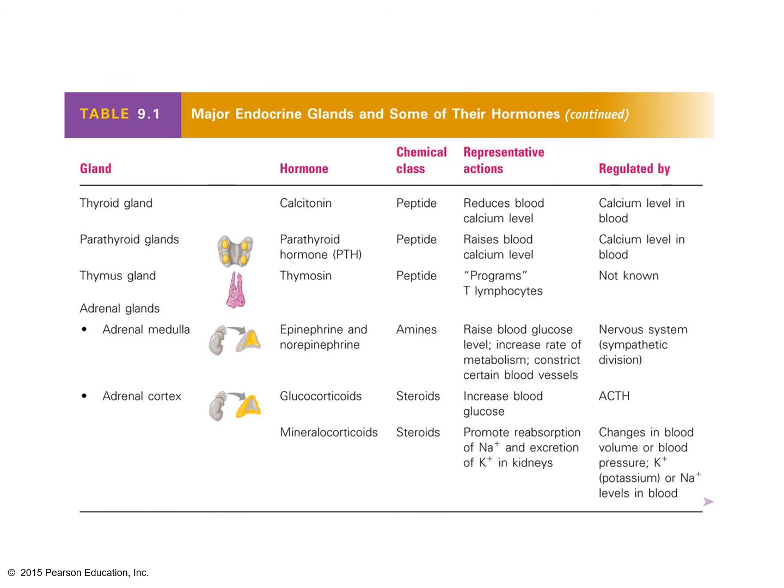The adrenal cortex releases a multitude of hormones. First off being glucocorticoids. A common one of this is known as cortisol, a stress hormone that deals with the increase of blood glucose. It increases your blood glucose when released. Mineralocorticoids, an example would be aldosterone, are going to promote reabsorption of sodium and excretion of potassium in the kidneys to deal with the regulation of these ions.